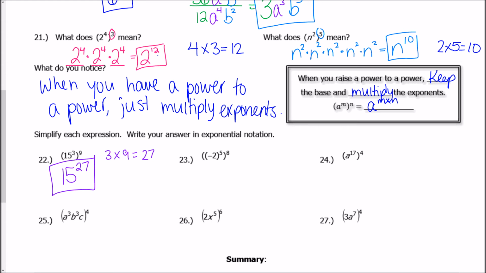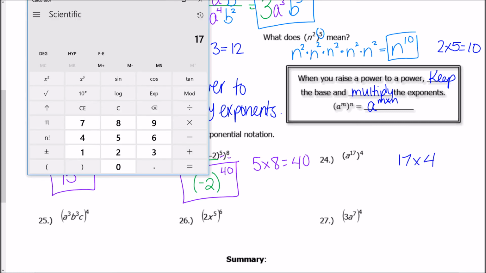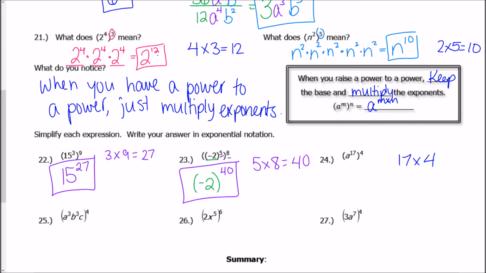Okay? For the next one, my base is -2, and it's being raised to the power of 5, then to the power of 8. So 5 times 8 is 40, so I get -2 to the power of 40, and I need brackets around that -2 because it's a negative number that's being raised to this power. Okay? All right, the next one right here, a to the power of 17 to the power of 4. I'm going to do 17 times 4, and I end up getting 68. So this right here ends up being a to the power of 68.